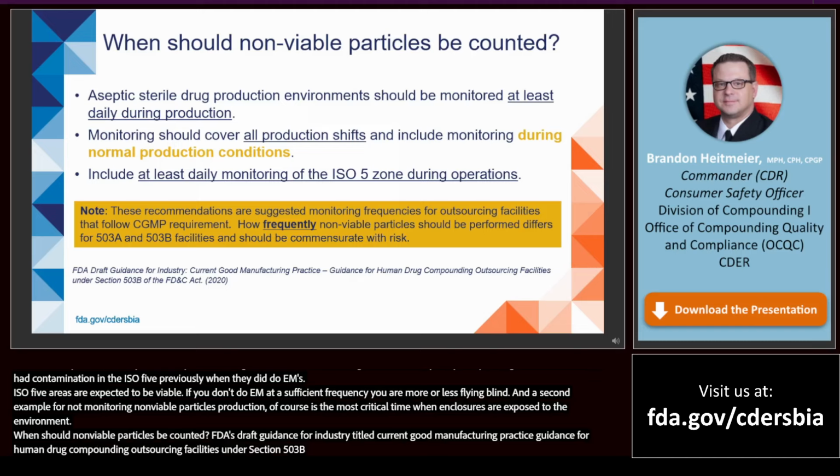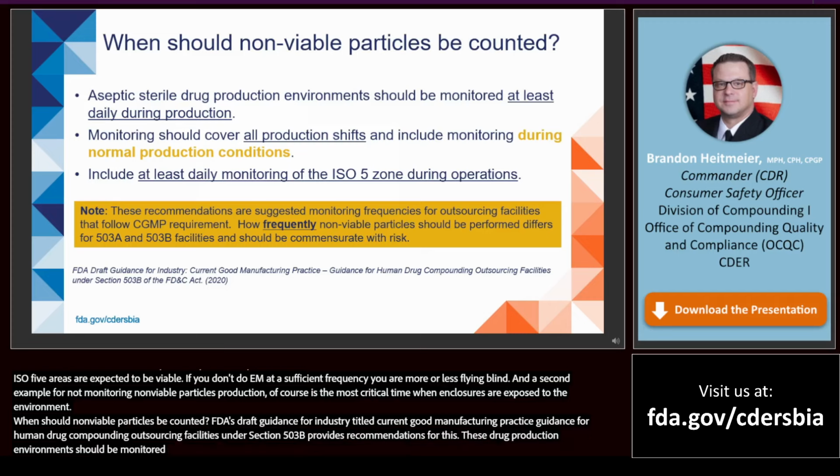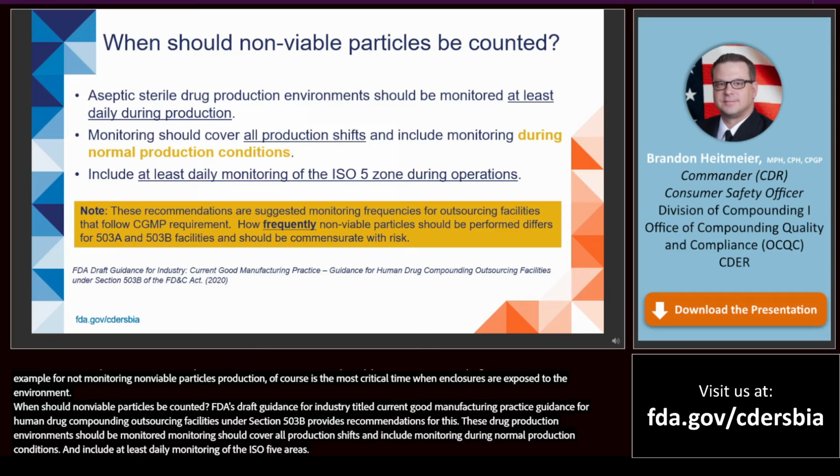Aseptic sterile drug production environment should be monitored at least daily during production. Monitoring should cover all production shifts and include monitoring during normal production conditions, and include at least daily monitoring of the ISO 5 areas. These recommendations are suggested monitoring frequencies for outsourcing facilities that follow cGMP requirements.